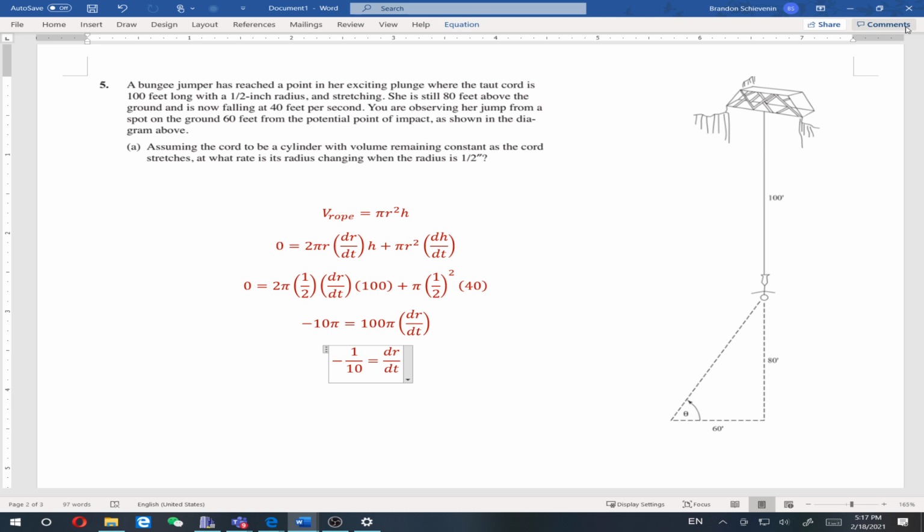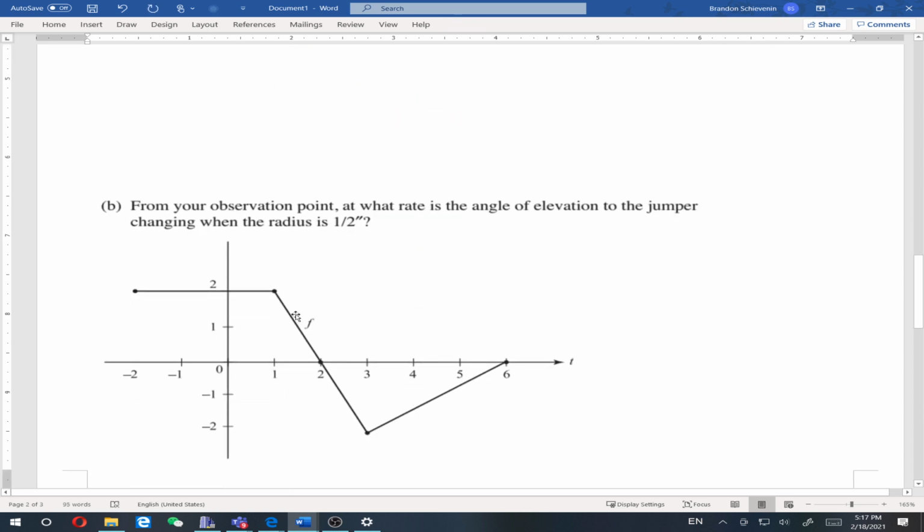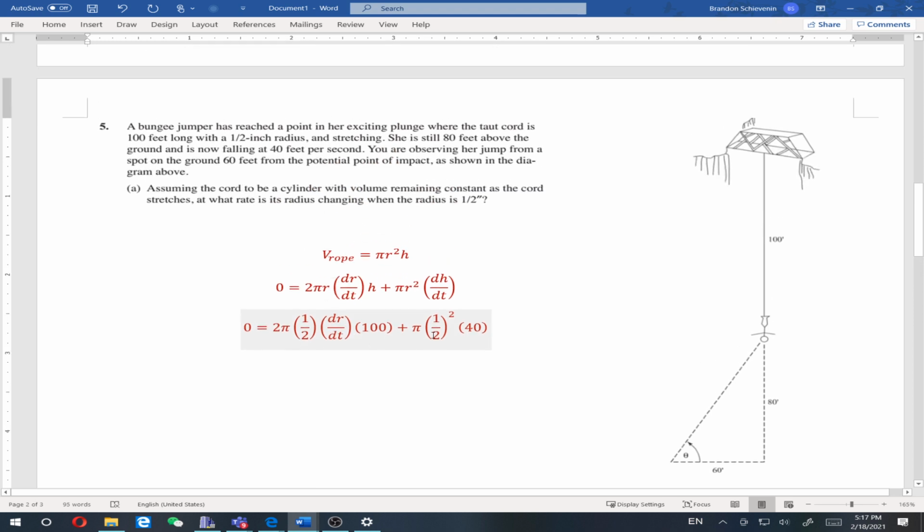Since it's inches per feet? No, inches per second. Wait a minute. I didn't actually notice this. We've got different units for our measurements. We said the chord is 100 feet long, but the radius is actually measured in inches, not feet. Okay, so I do need to convert some stuff. That's going to change our radius here. So I'm going to have to go back up to the point where we actually plug numbers in. So this shouldn't just be 1/2 if we're measuring in feet.